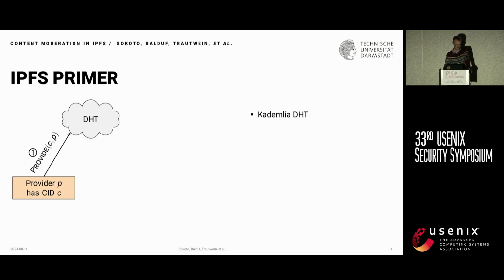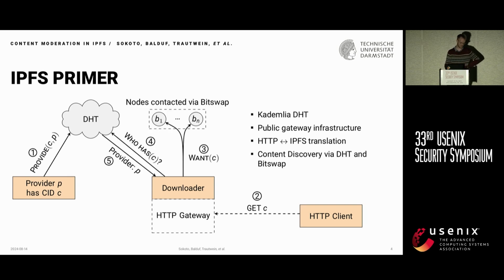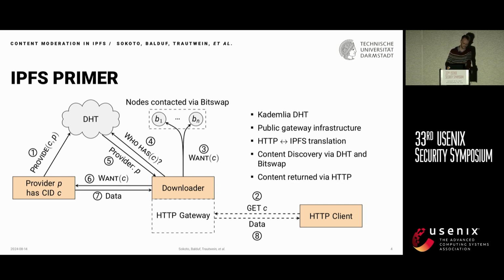IPFS has a DHT, a Kademlia DHT that stores mappings from content identifiers to a list of providers providing that content. So if you have content, you add it to your node and the node then adds it to the DHT. If you want to download content, in this case via a browser or any HTTP client, you can talk to an HTTP gateway running on a node. The node will then search the DHT and search its local neighborhood using a protocol called bitswap to find the provider for the content. It then contacts the provider in a peer-to-peer fashion, downloads the content from them, and returns it to you via HTTP.